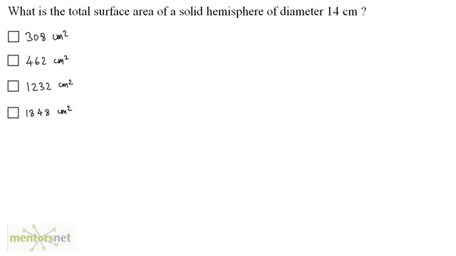What is the total surface area of a solid hemisphere of diameter 14 centimeters? So this is our hemisphere. We have been given its diameter and we can calculate the radius. So diameter is 14, so radius will be half of the diameter, that is 7. So r is equal to 7. Well, what is the total surface area of a solid hemisphere? Well, total surface area of a solid hemisphere is equal to 3 pi r square.